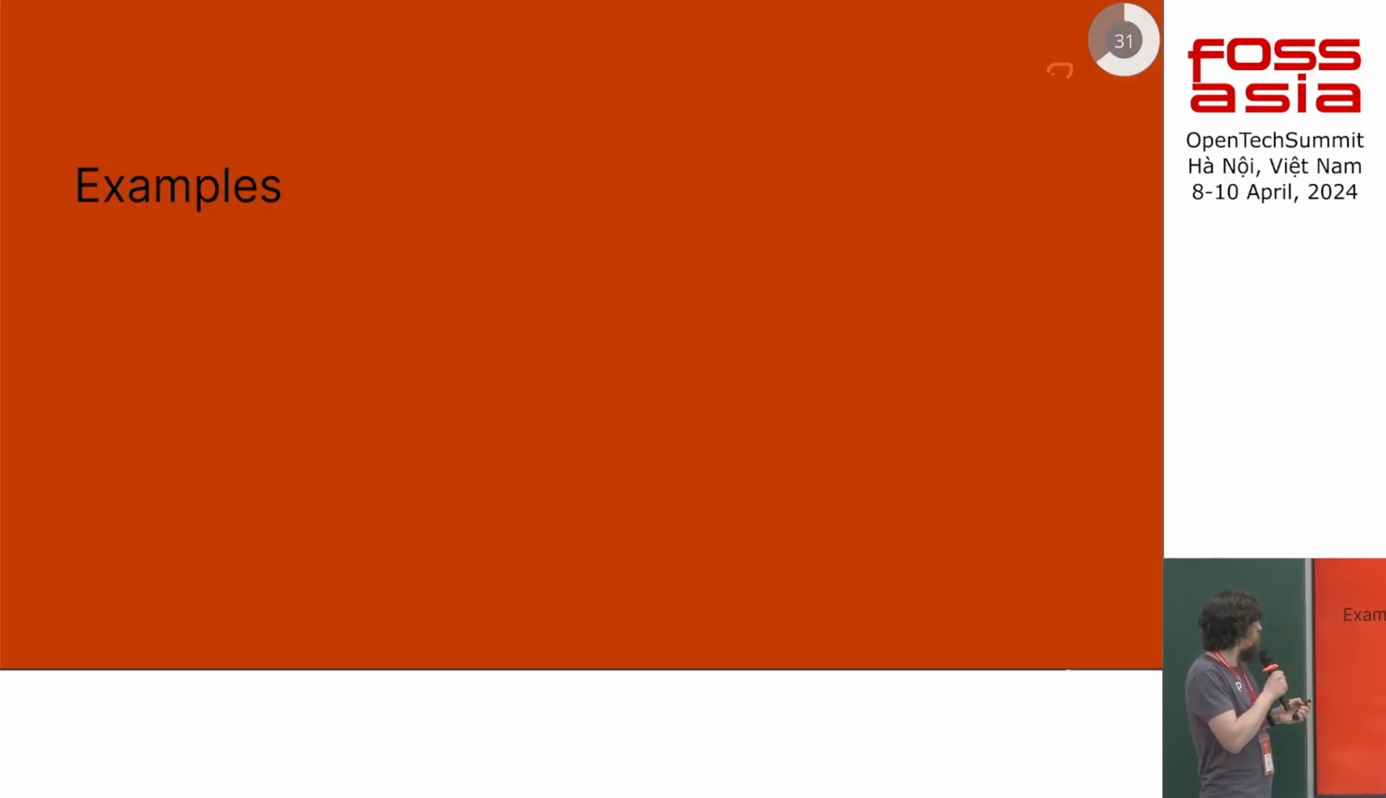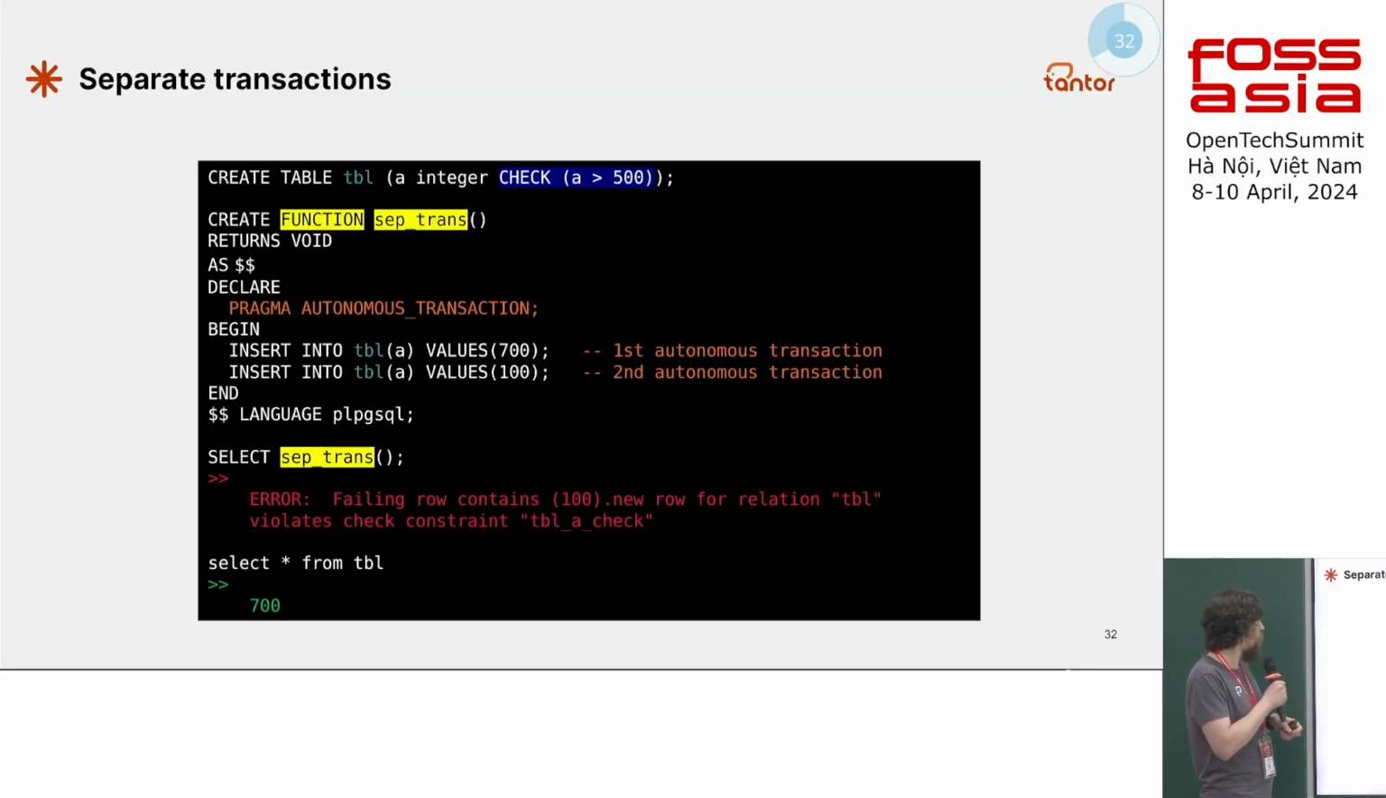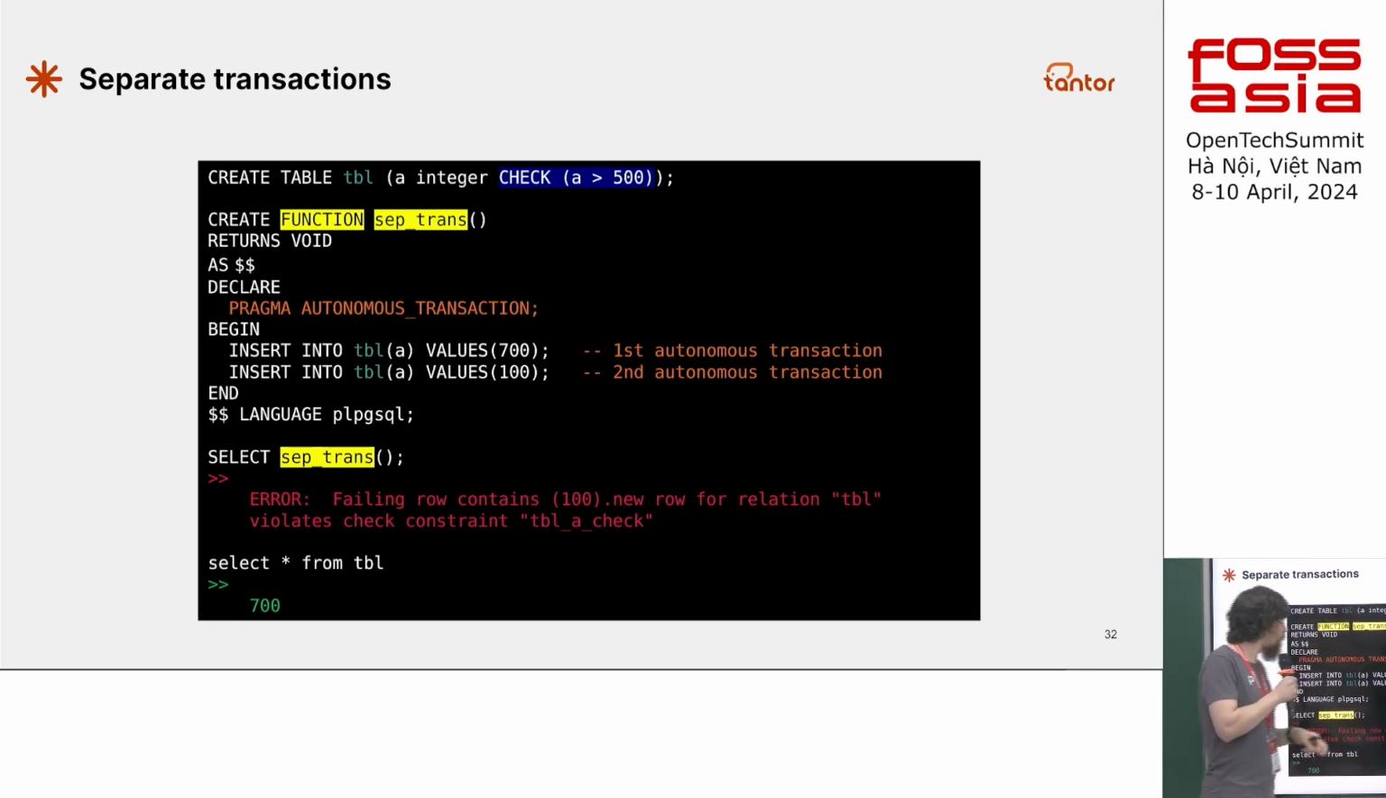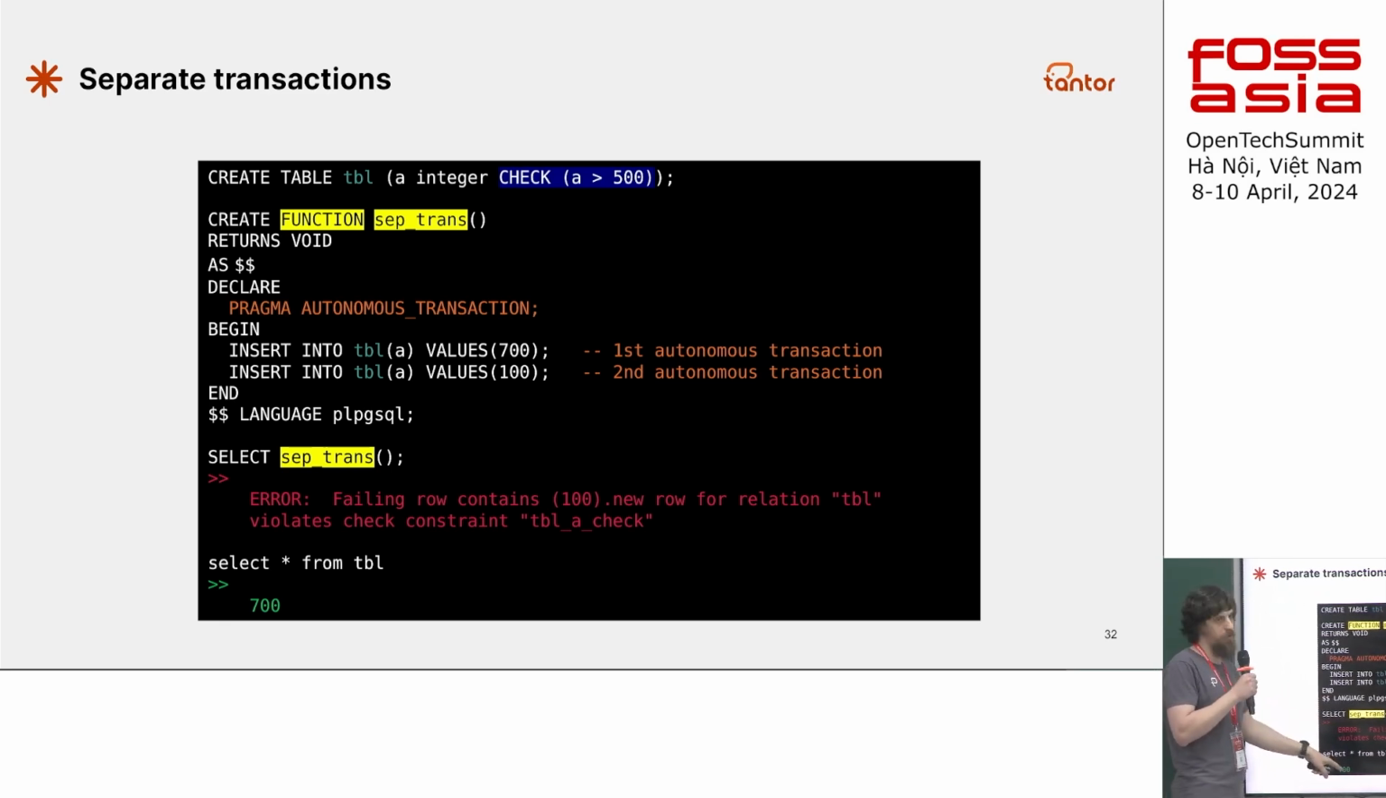So let's see examples. We have a table with an integrity constraint. All our values should be greater than 500. We have an autonomous function with two inserts. They are executed in two transactions. At first we insert 700 and then 100. It violates the constraint, so that transaction is rolled back, and the table contains 700 only.